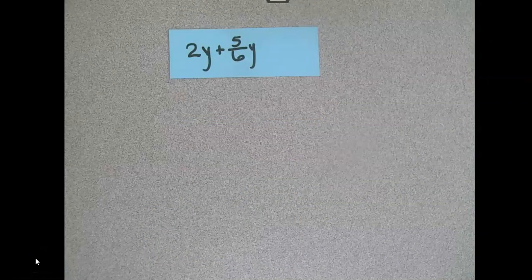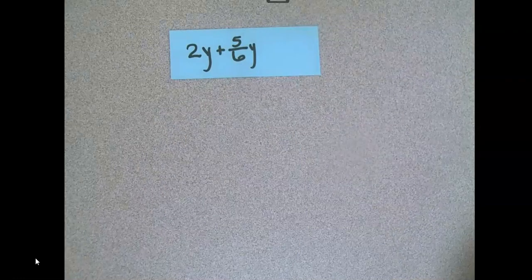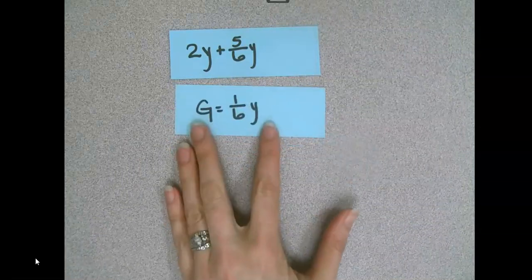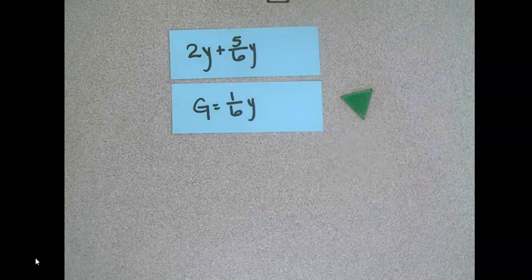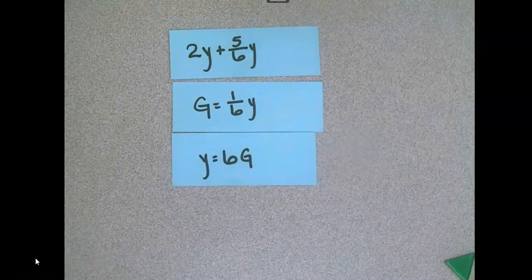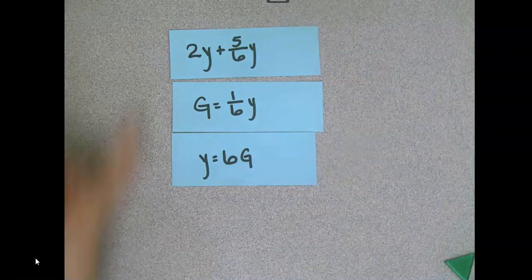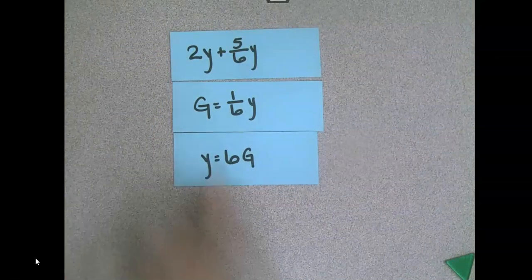So another example would be 2y plus 5/6 y. And again, we see that our fractional unit here is 1/6, and green represents 1/6 of y. So our green block represents 1/6 of y. And so remembering that, that means that our yellow block is represented by 6 greens. So when we have 2 yellow blocks, we would have 12 green blocks.